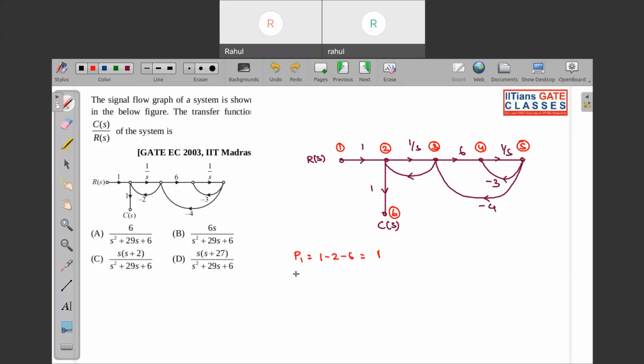Now what about del 1? Or you can see there is one more forward path over here, P2. So P2 will be equal to what? It will be 1 to 2, 2 to 3, 3 to 4, 4 to 5, 5 to 3, then to 2, then to 6. Tell me if this path is valid or not. So this path is invalid. Why? Because in forward path, we need to traverse any one of the node just once.